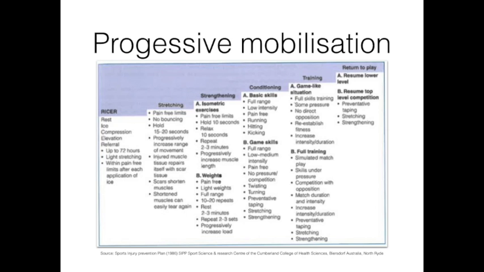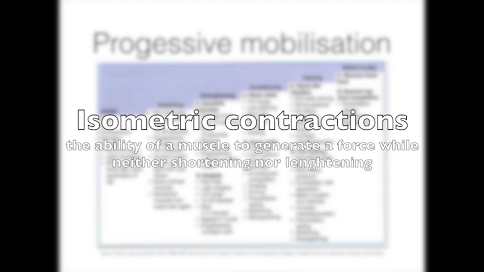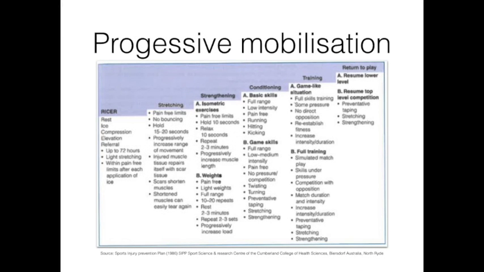Remember that isometric contractions refer to the ability of a muscle to generate a force without either shortening or lengthening. In other words, the ability of a muscle to apply a force while the joint is fixed, such as pushing against a wall.